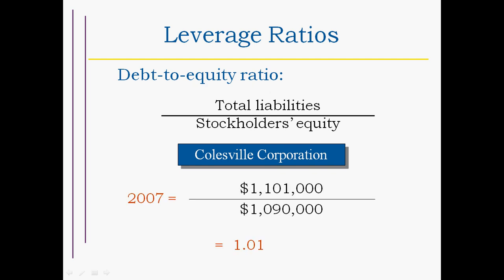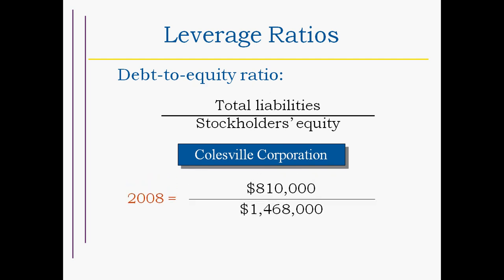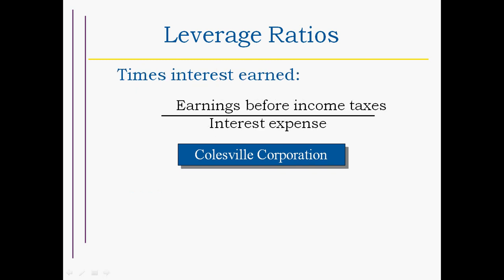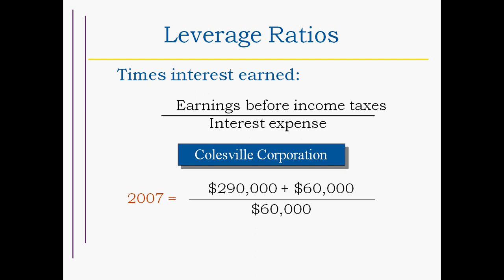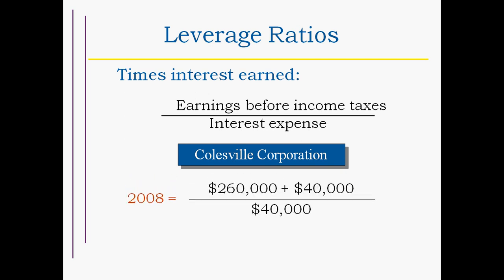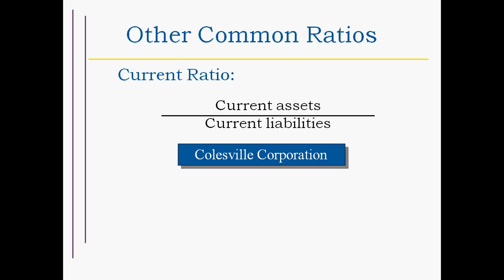You can see the debt to equity ratio is 1.01, and in 2008 it is 0.5, the level of borrowing relative to funds used to finance the company. Time interest earned: earnings before income tax divided by interest expenses is 5.8 times. In 2008 it is 7.5 times, and time interest earned reflects the company's ability to meet interest payments and the degree of safety afforded to the creditor.